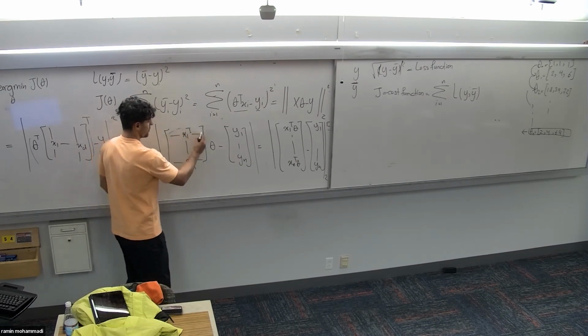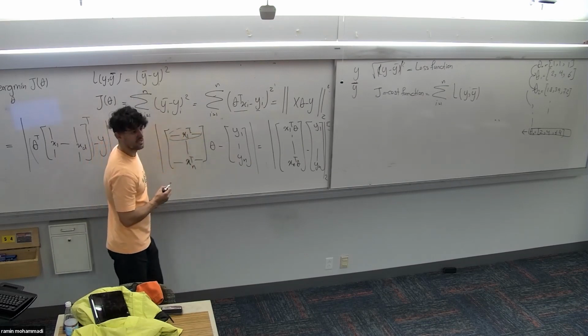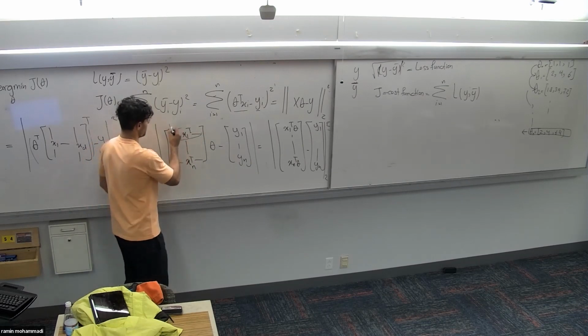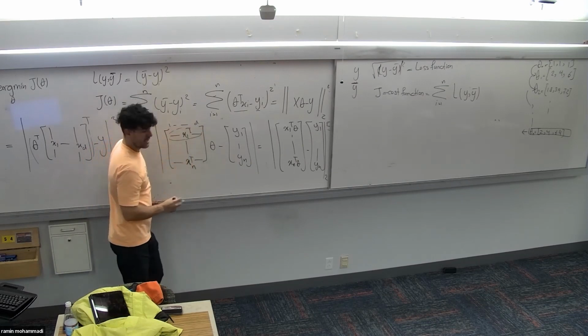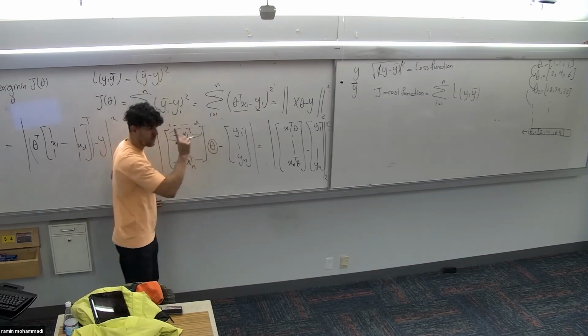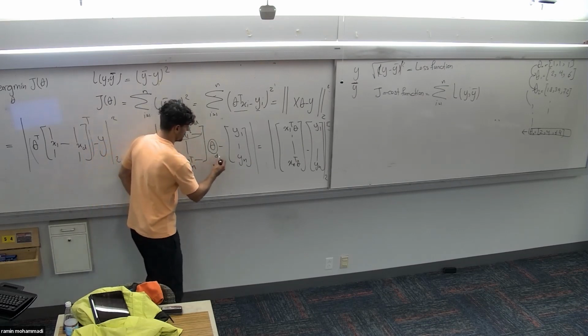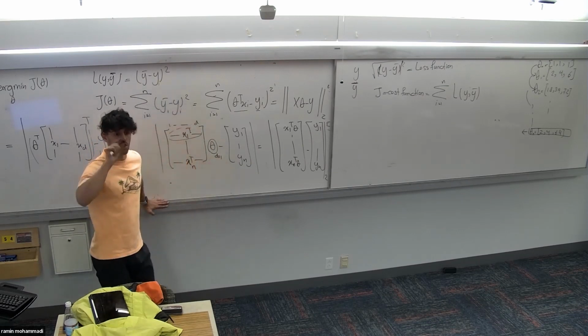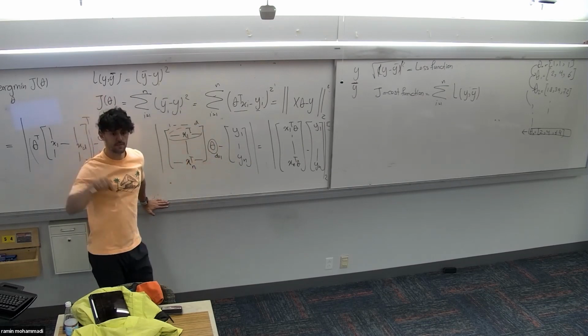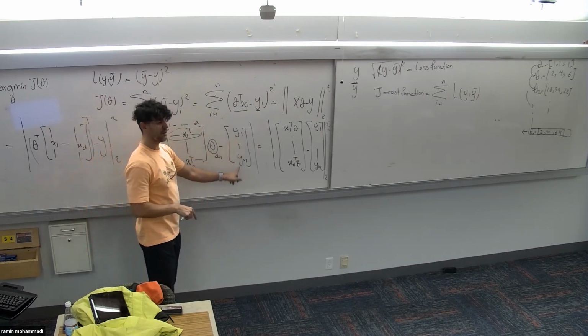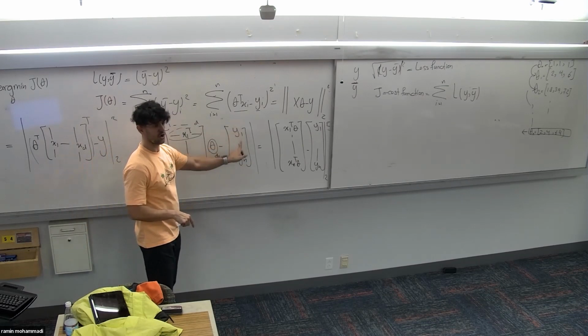Each row, how many dimensions does it have? D dimensions, right? D columns. Times theta. Theta is one vector. What's the dimension of theta? D times 1. D columns. Theta is always with respect to columns. Minus the output, sorry, expected value or target.